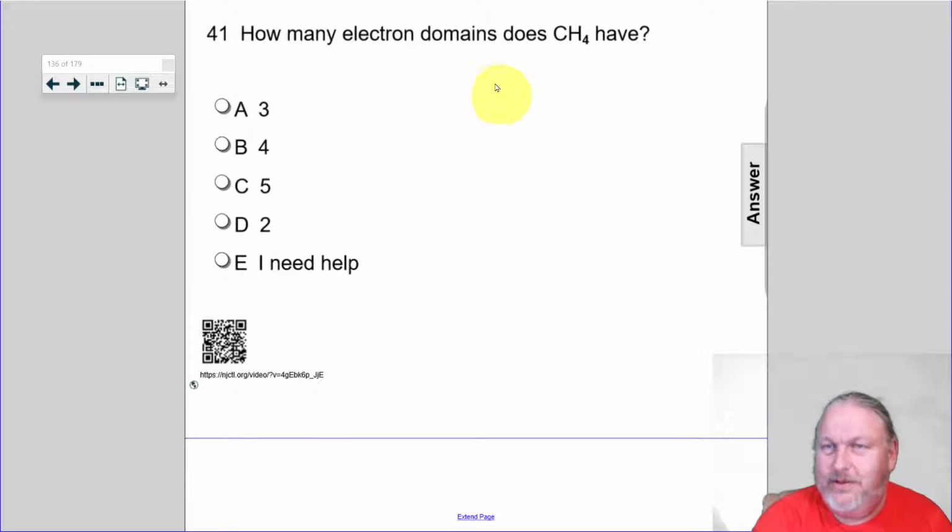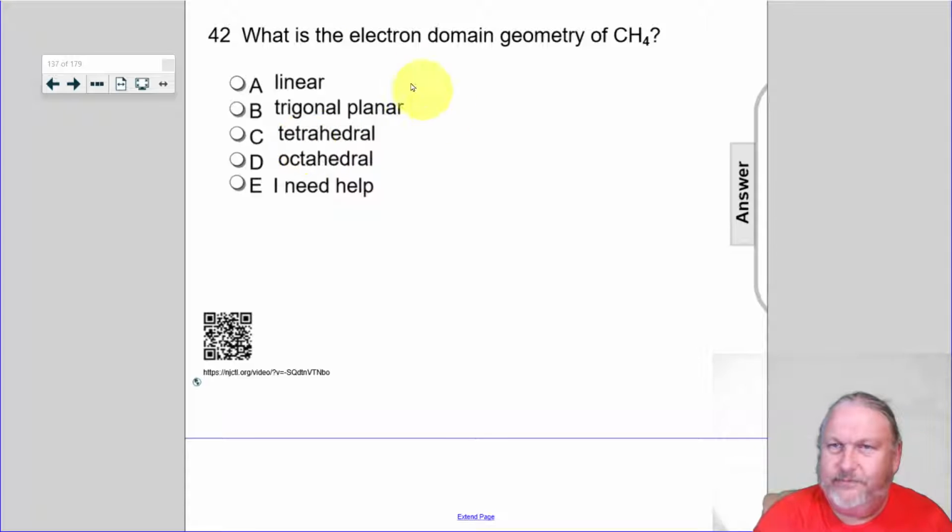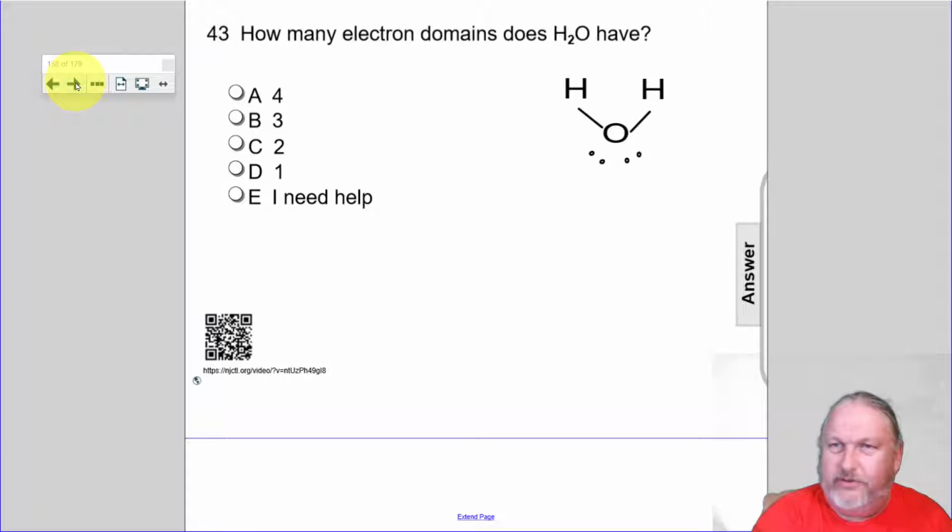Cool. So how many electron domains does CH4 have? Of course, it has four. I'm going to give you that one. What's the electron domain geometry of CH4? Well, that'll be tetrahedral. If you look at your sheet, you can figure it out. How many electron domains does H2O have? Let's count them. 1, 2, 3, 4. Correct answer, of course, is A. 4.